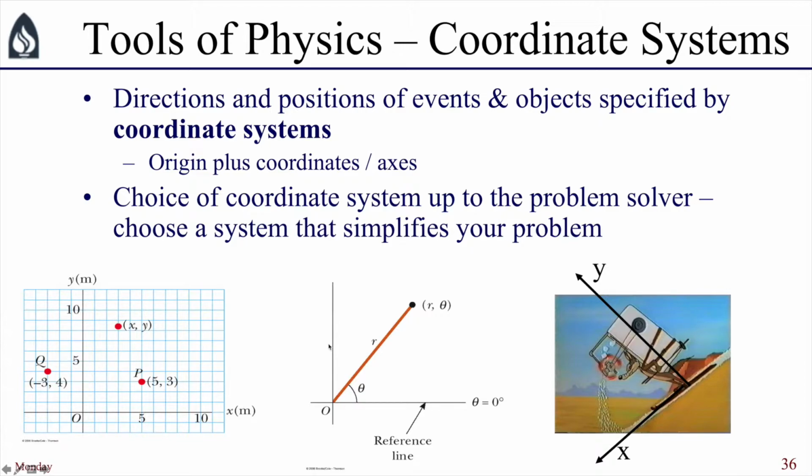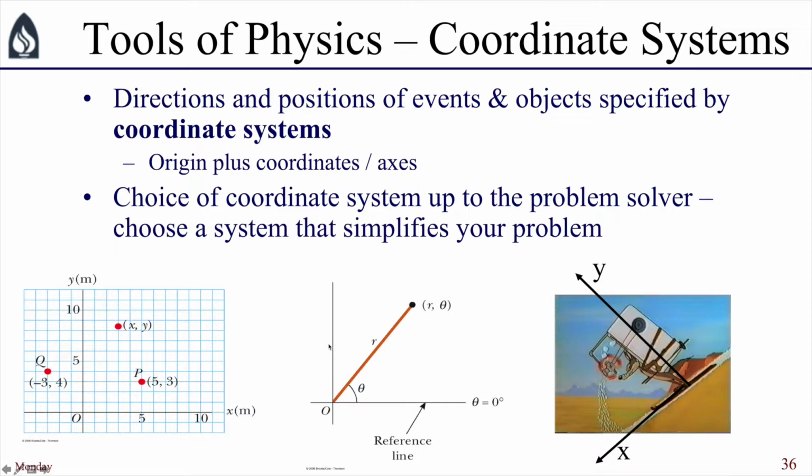We do the same thing in physics whenever we have a problem that involves locations and motions. We have to specify where we are measuring these positions from, and then also some axes that tell us something about the directions. Now the choice of the coordinate system is totally up to the problem solver. This is something that you choose, and you can choose a system that simplifies your problem.